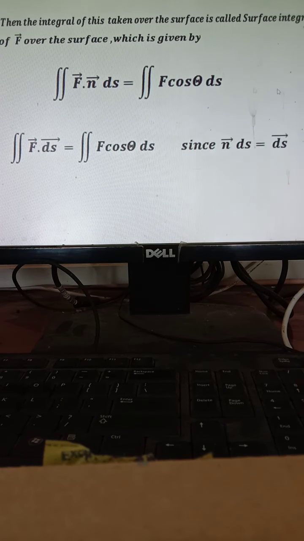Suppose we take the dot product of the vector point function F and the surface element; that dot product is always written as the double integral of F cos theta ds. But ds is the magnitude, while the surface element is a vector. Why do we represent the surface element as a vector here? Because the unit normal vector is always outward from the surface element ds, so that outward normal vector represents the surface element. So this is the surface integral.